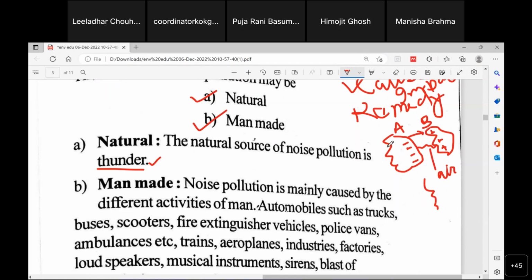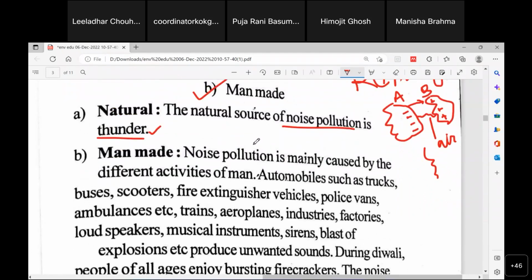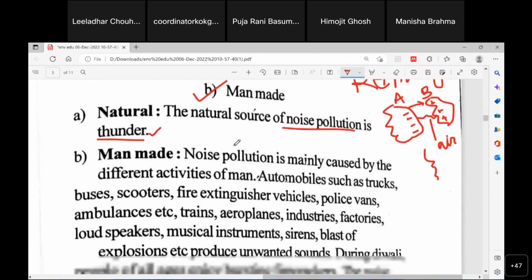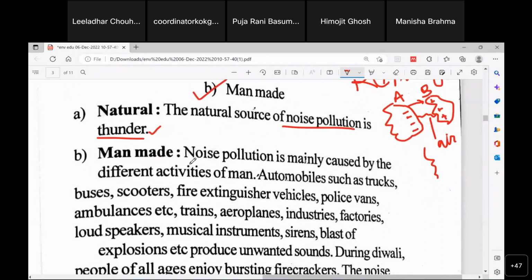So whenever you see the lightning, along with the lightning, you hear a sound. That is known as thunder. So in noise pollution, one of the components is natural, that is thunder. But thunders occur only when our weather is that way. But let us now go to man-made sources.